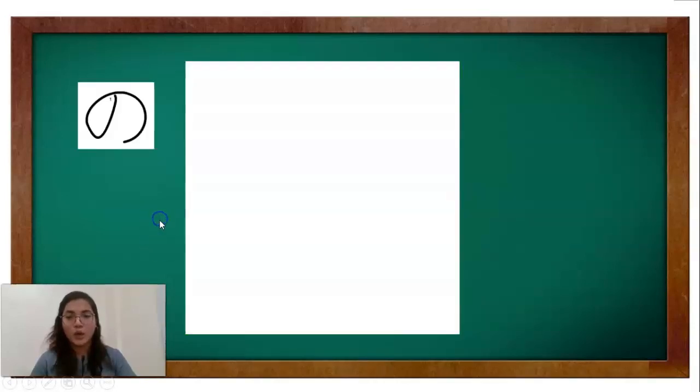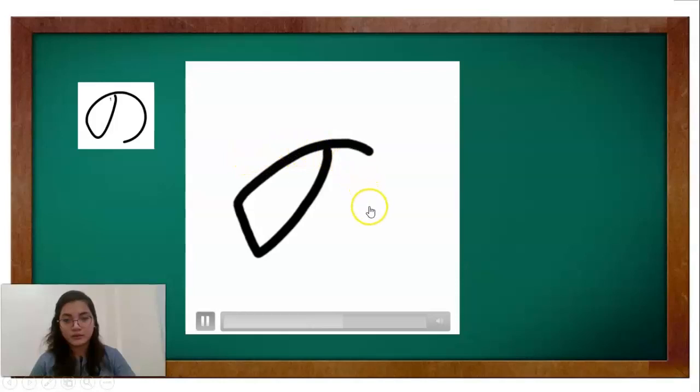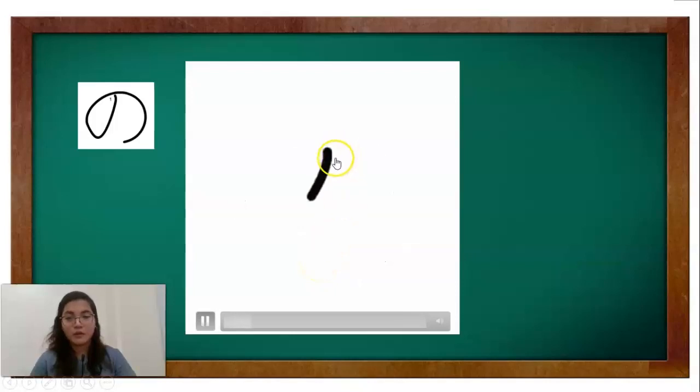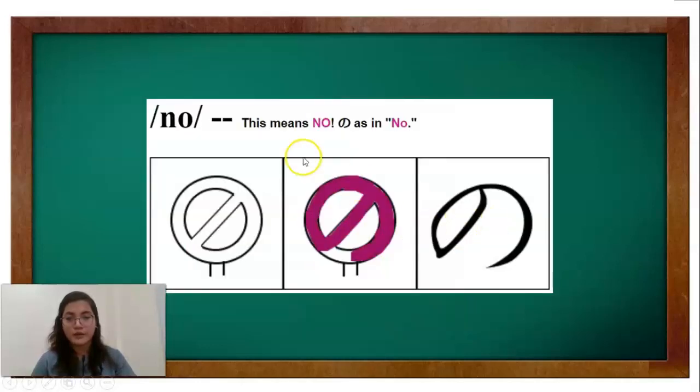Okay, next up is no. No has only 1 stroke. It's 1. Okay, let's try it again. 1 stroke. Okay, so to easily remember this character, this just means no. So no as in no.